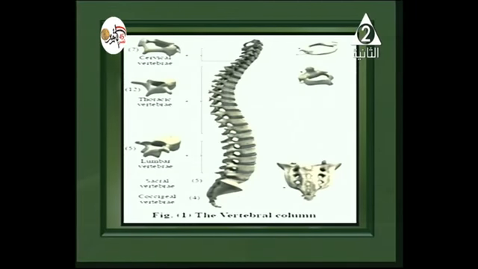This is the vertebral column. We say that we have what? 7, 12, 5, and 4. 7 cervical vertebra, 12 thoracic vertebra, 5 lumbar, the largest vertebra, and finally we have 4 fused, small coccygeal vertebra.